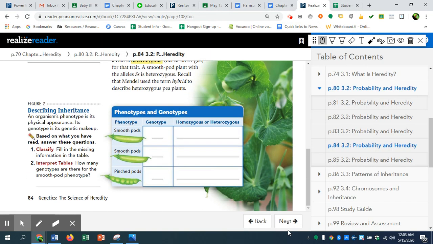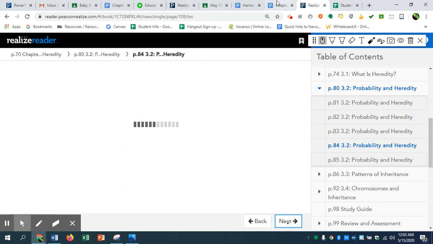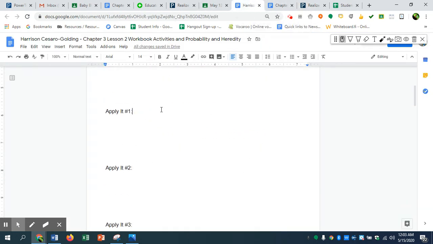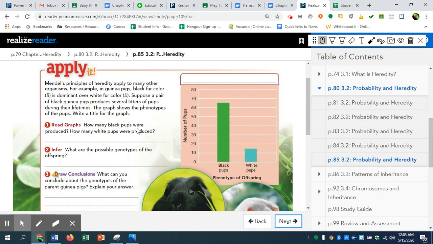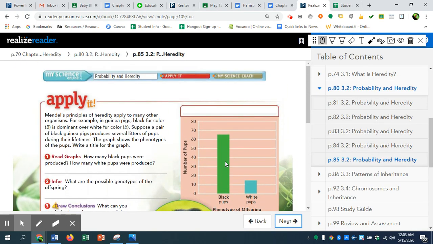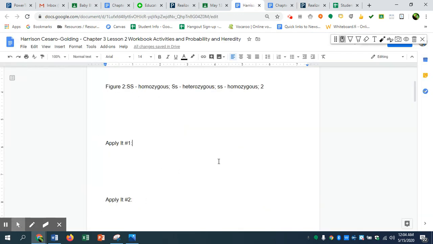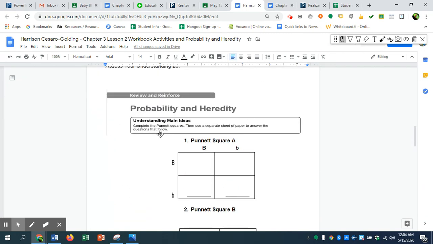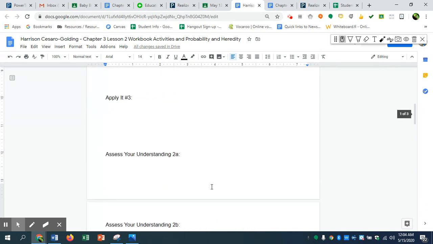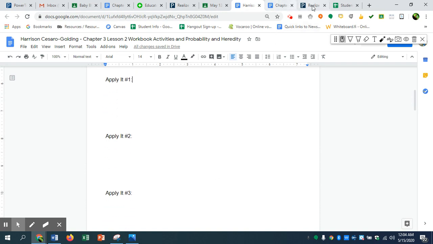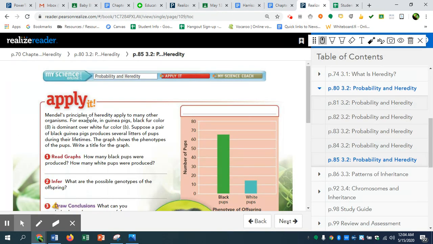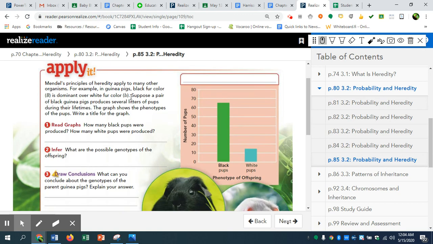All right, so let's move on to our next activity, which I believe is the apply it. Look at these guinea pigs, they're so cute. Your second activity today, if you scroll down here, is going to be very similar to what we're about to do. So we're on apply it. Mendel's principles of heredity apply to many other organisms, guinea pigs, for example.